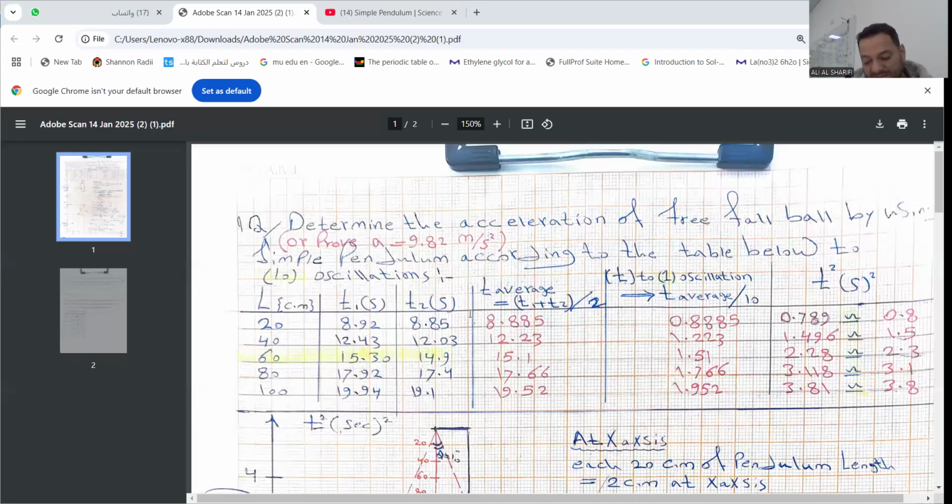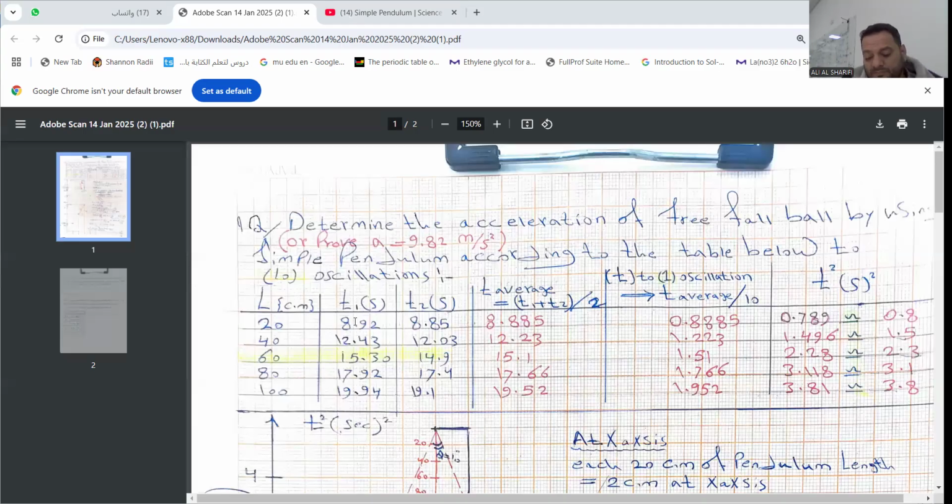The second kind of question will be proof. Prove the acceleration equals what, in meters divided by seconds squared, according to a free fall ball by using a simple pendulum, according to the column below. Here it's important, this number, the time of oscillations. Here it's 10, it's written as 10 oscillations. It's important; maybe it can be 5, 15, 20, I didn't decide yet.